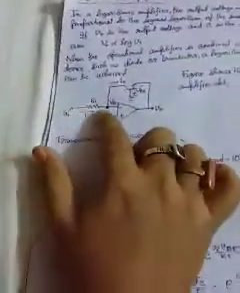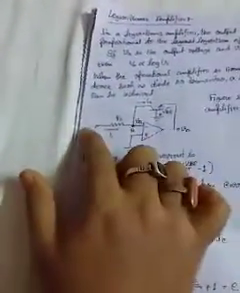Now the current flowing through the resistance R, in this direction, is I1. So I1 equals Vi minus Va by R1. As Va equals 0, we can write I1 equals Vi by R1.